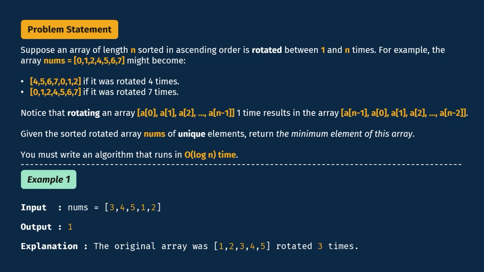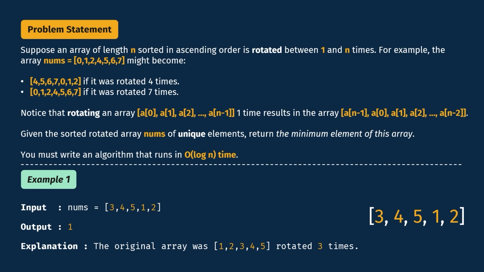So, with those constraints in mind, let's walk through our first example to make things concrete. We have nums as an array containing the elements 3, 4, 5, 1, 2, and the expected output is 1. Now, why is that? Let's break it down. The original array was 1, 2, 3, 4, 5, which was a perfectly sorted array in ascending order. This array was then rotated 3 times. After rotation, the smallest element 1 is at index 3, that is, the 4th position. So the minimum element we need to return is 1.